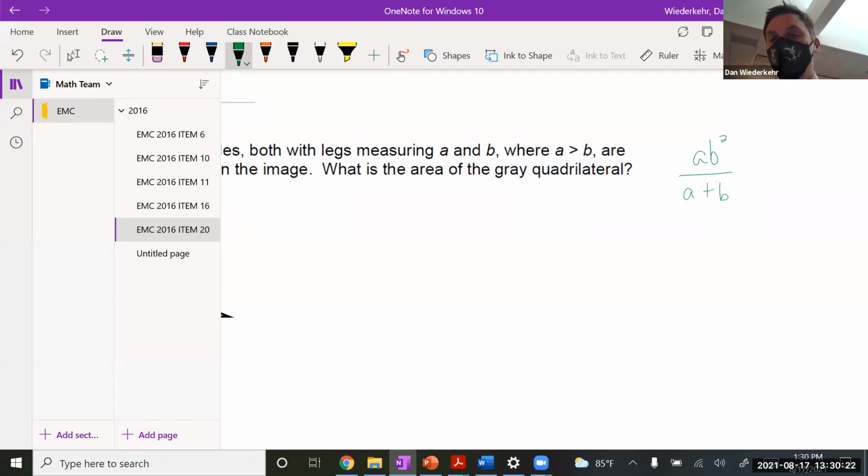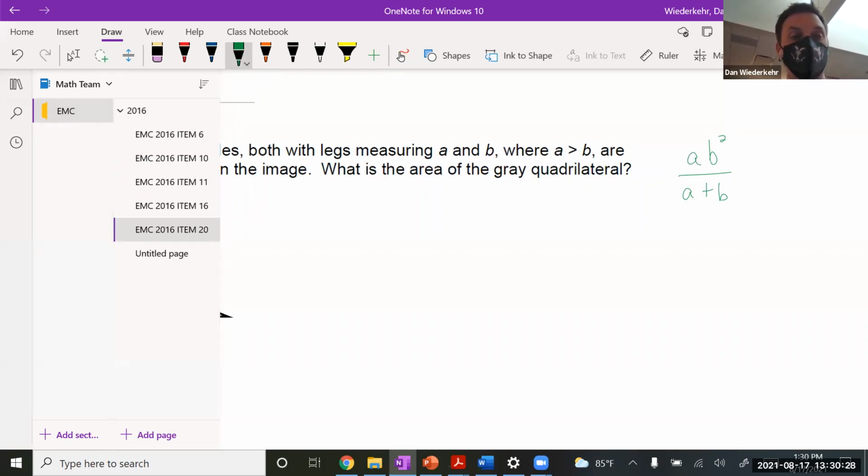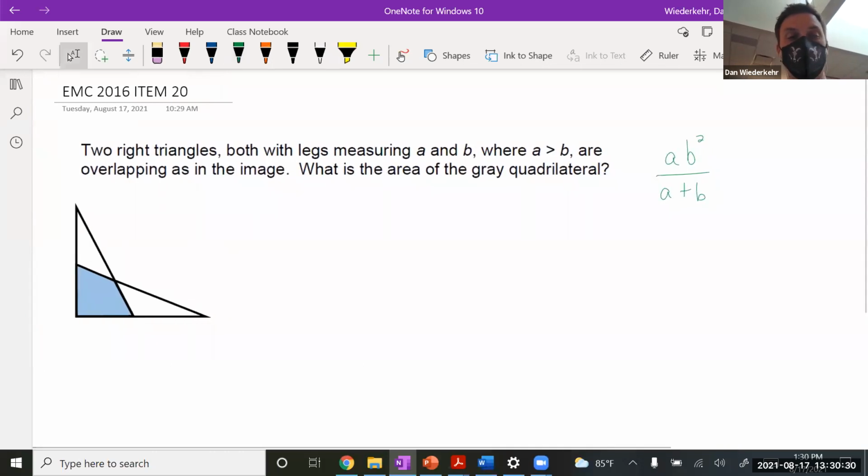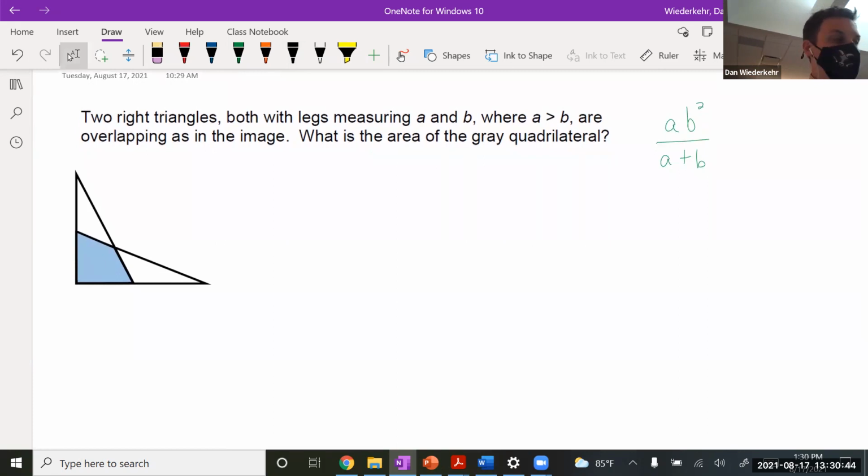Okay? Now, because there are no numerical values here, it's really hard. It would be really difficult, in this case impossible, for us to solve this problem numerically or to give a numerical answer. So we're going to show that it's this algebraic representation. Like I've said before, there are multiple ways to solve a problem. We're going to look at this one using some analytic geometry.